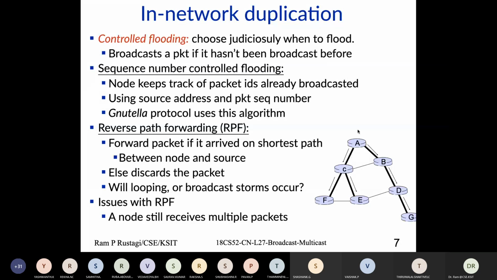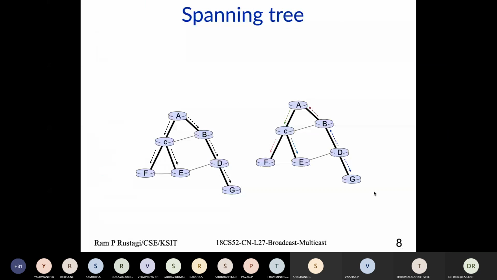When B receives it, B forwards to D, and D receives this packet on the shortest path to A, which is D to B and B to A. Because D is receiving on the shortest path, D also forwards to E. So that means E would receive 3 copies of the packet: one from C, one from F, and one from D.